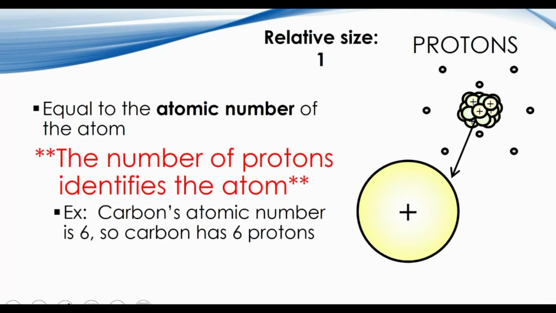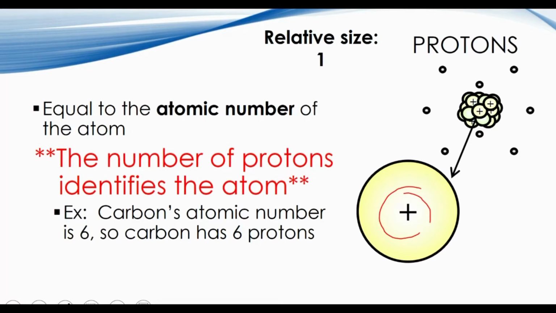The proton is a positively charged subatomic particle. It is equal to the atomic number of the atom on the periodic table. So we can deduce from that information that the number of protons helps us to identify the atom. So as long as you know how many protons are present in an atom, you can easily identify what that element is going to be.